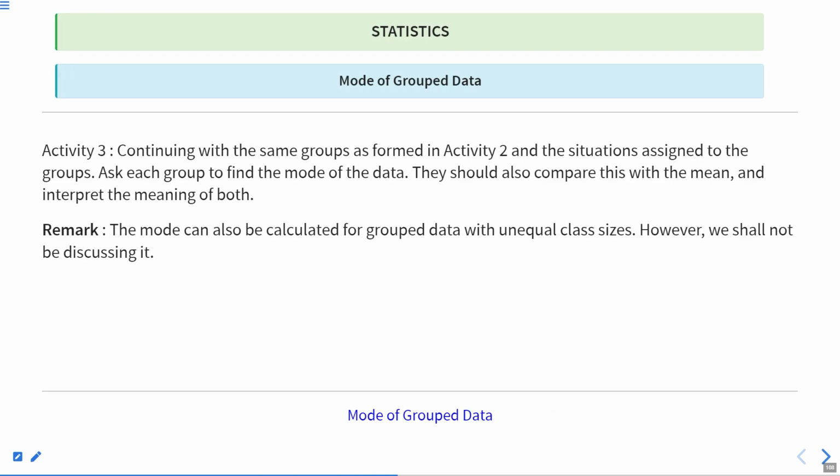Here we perform activity 3. Continuing with the same groups as in activity 2 and the situation assigned to the groups, ask each group to find the mode of the data. They should also compare this with the mean and interpret the meaning of both. Here we have our remark: the mode can also be calculated for grouped data with unequal class sizes. However, we shall not be discussing it.